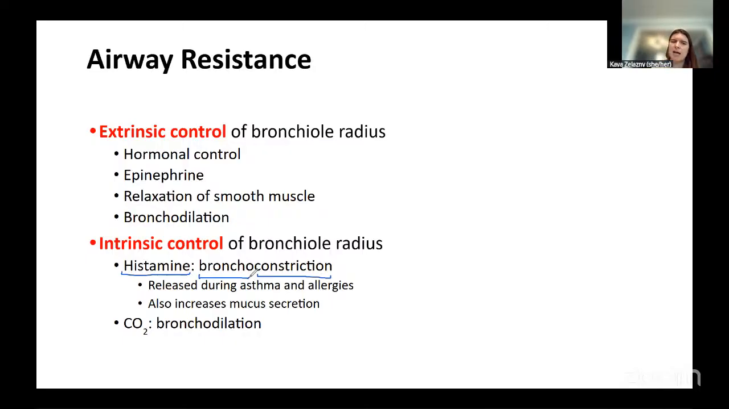At the same time as histamine is released, this is also usually going to increase our mucus secretion while it's creating this bronchoconstriction in the smooth muscle. So we've got kind of a one-two punch here with the histamine. We're both narrowing the airway and also sometimes filling it up with extra mucus, making it even narrower and even harder to breathe. So that's one potential intrinsic factor controlling the radius of our bronchioles.